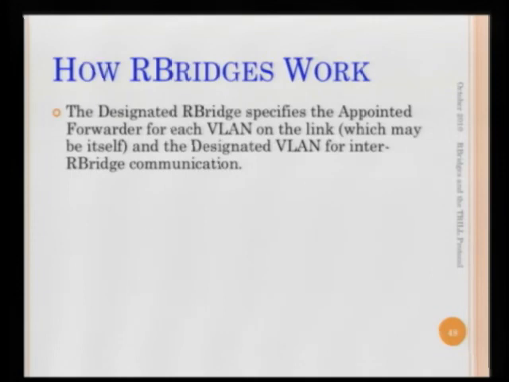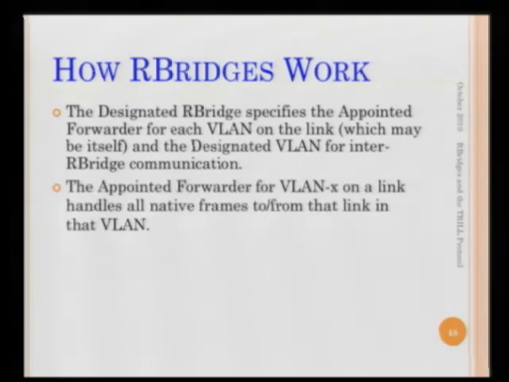So the designated RBridge on each link specifies what are called appointed forwarders for each VLAN on that link. By default, the designated RBridge is the appointed forwarder for all VLANs by itself, but if it wants to load split, it can designate some other RBridge on the link to handle traffic in a particular VLAN. It also specifies a designated VLAN for inter-RBridge communication. So, as I say, the appointed forwarder handles all the native traffic for a particular VLAN.